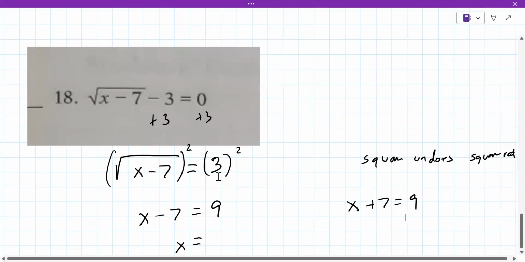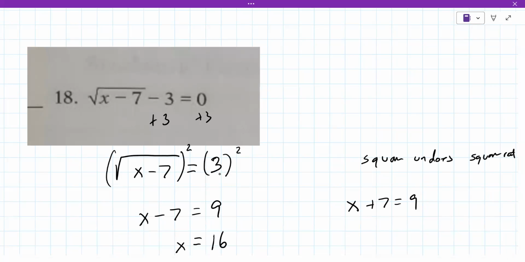17. Okay, try again. 16. Yep. No problem, if you want to grab a calculator. Okay, x equals 16. Great. Okay, let's do 19. Let me know when you're caught up here. We'll keep moving through this.